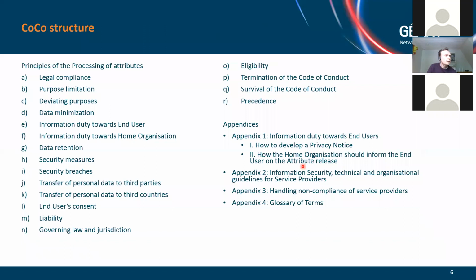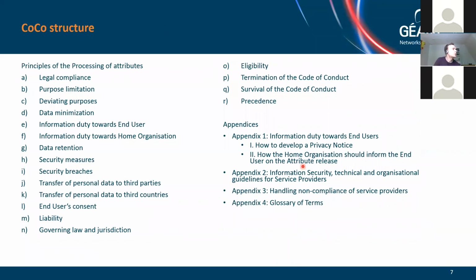So for the rest of this webinar, I plan to explain the approaches the COCO takes to various GDPR requirements. And this is the basic structure of the COCO. We have 18 clauses which cover requirements coming from the GDPR. And then we have 4 appendices. One on the duty of the service provider to inform the end users, such as privacy notices. Second appendix on information security requirements. Third appendix on how to handle non-compliance. And then a glossary of terms.